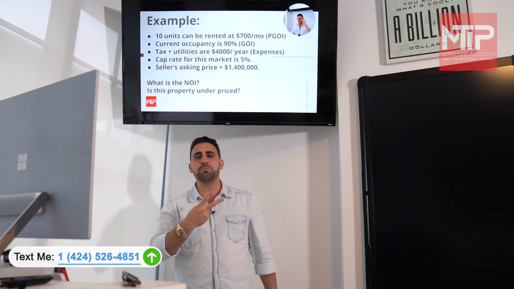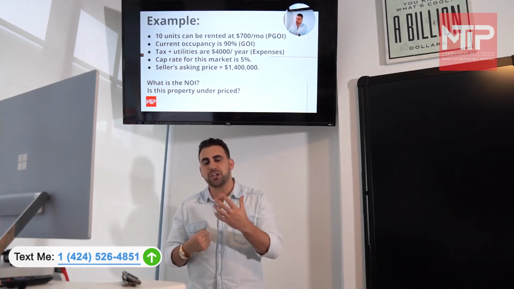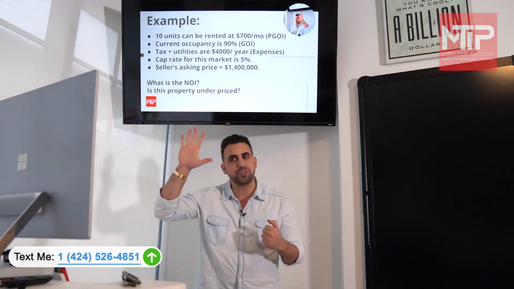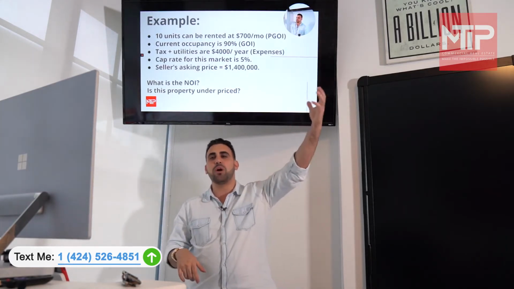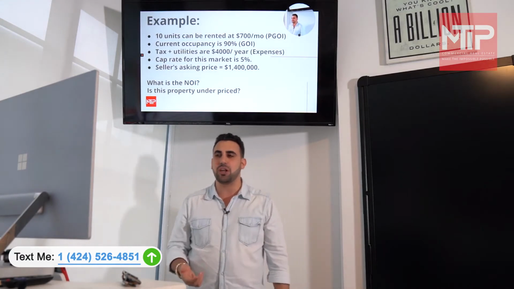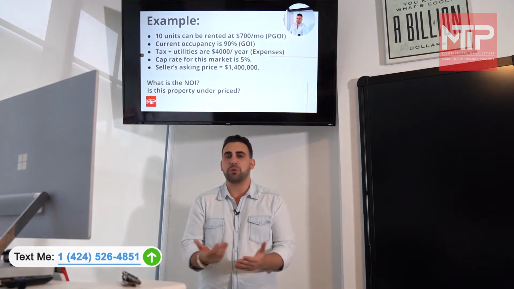Okay, the second portion of the question says, is the property underpriced? Is it a good deal or not? So the average market rate of return is 5%. The cap rate's 5% in this market. The seller's asking 1.4, and our NOI is $71,600. How do you calculate the cap rate? That's basically what they're asking us.